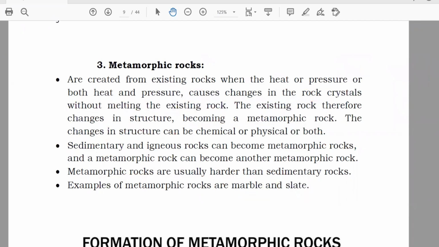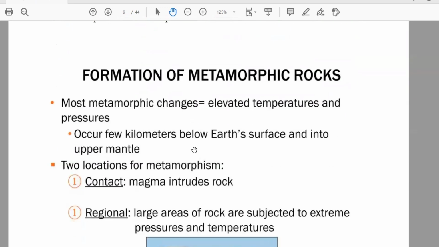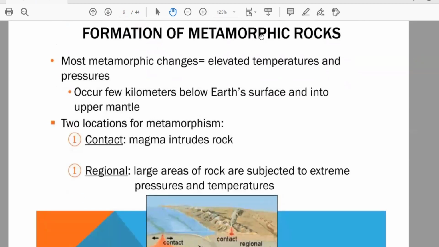It means that when high pressure and temperature are applied on sedimentary and igneous rocks, they can be converted into metamorphic rock. So here you can see again with the help of a diagram that most metamorphic changes happen due to an increase in temperature and pressure.